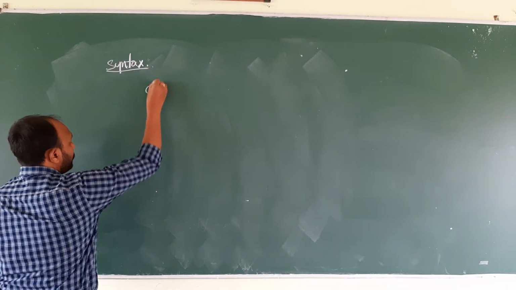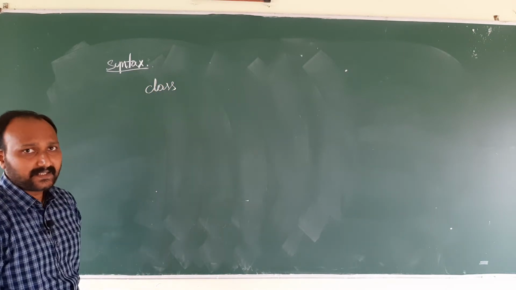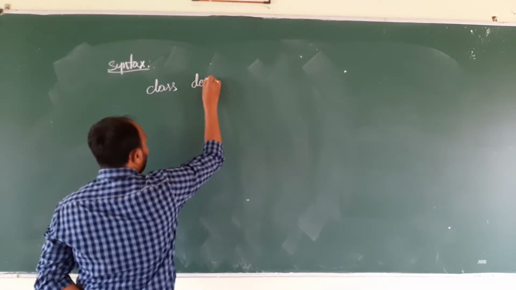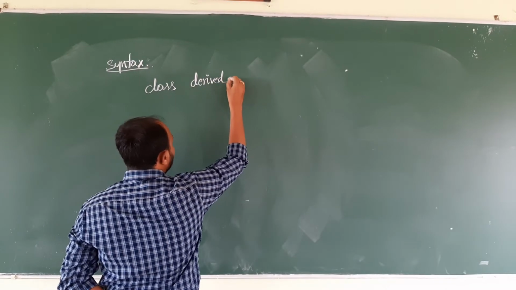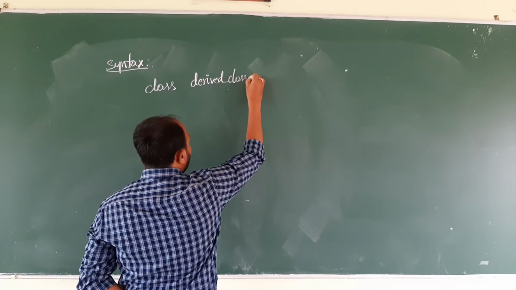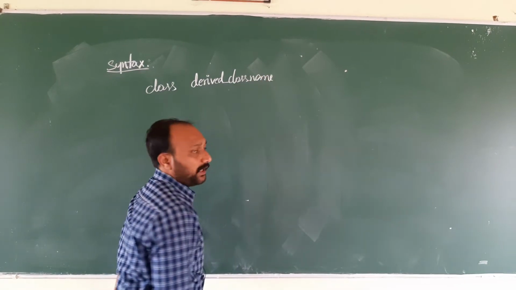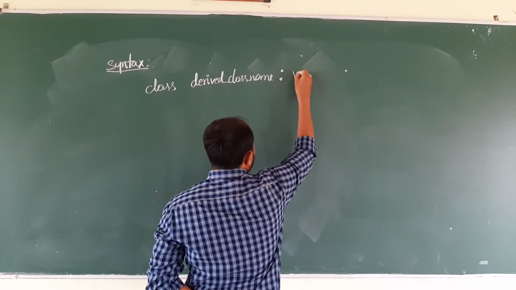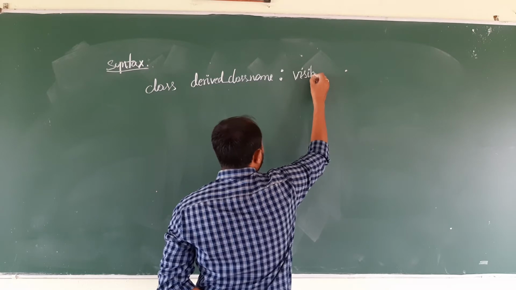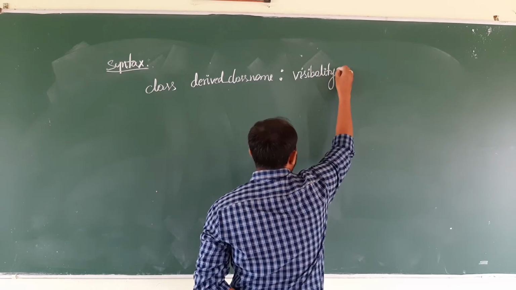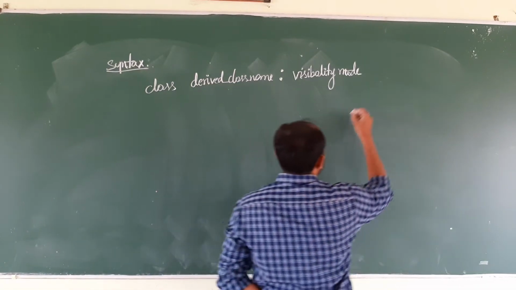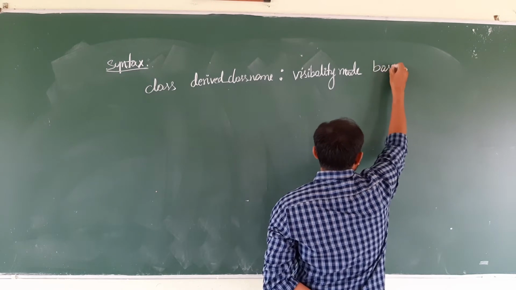It starts with the keyword class. Since it is a keyword, it should be written in lowercase, followed by the derived class name, followed by a single colon. Next, it will be followed by visibility mode, followed by the base class name.